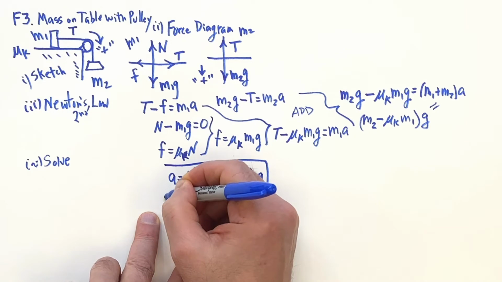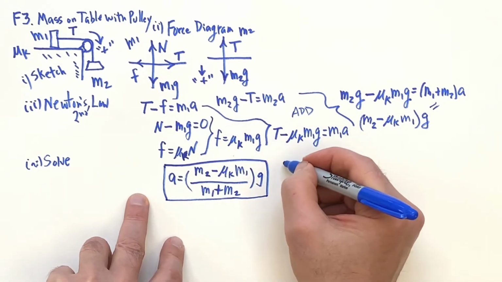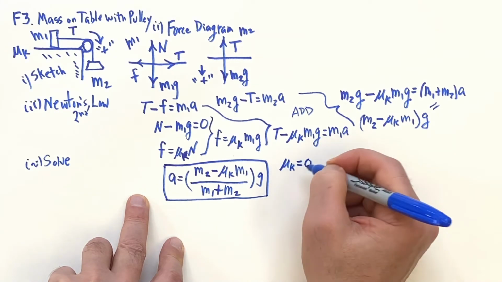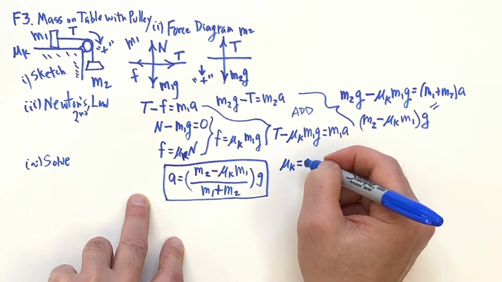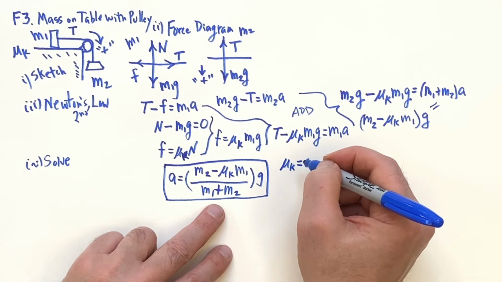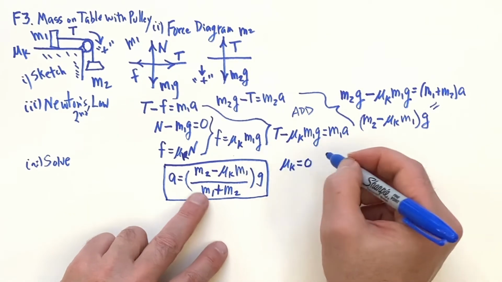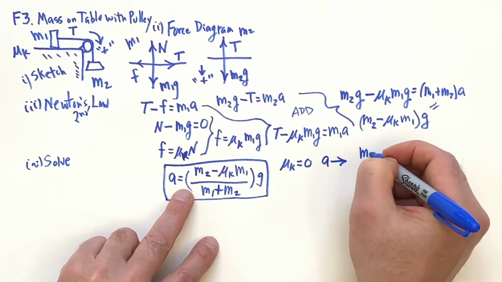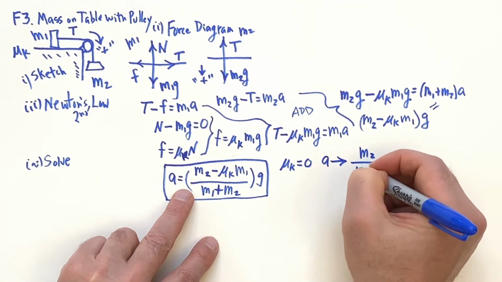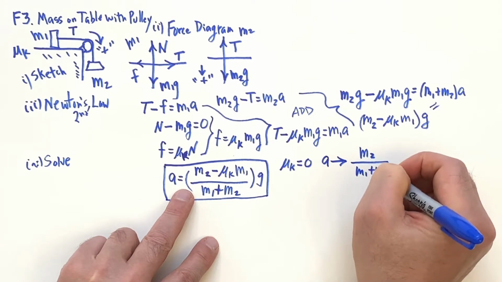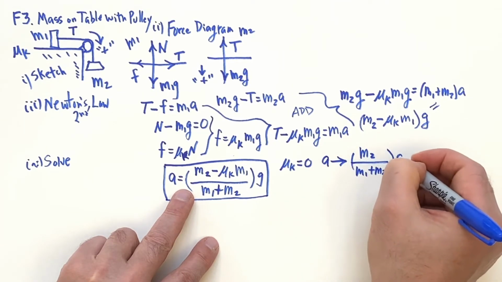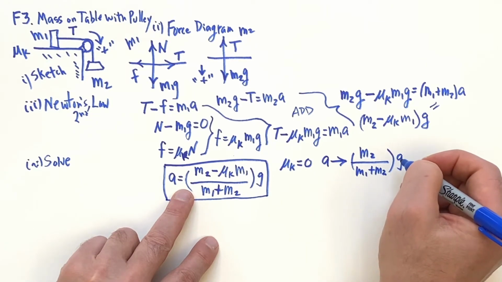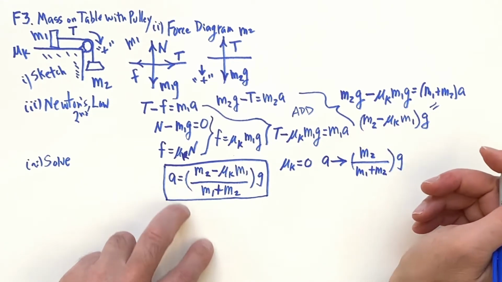Now, a quick check on this. If we let the friction go away to check what happens, because we have an answer from the previous chapter, then the acceleration is going to become M2 over M1 plus M2 times G. And if you look back in chapter E, section 2, that's what you're going to find.